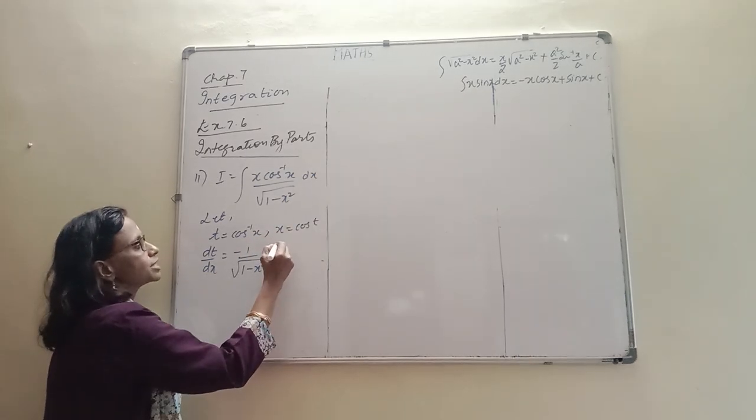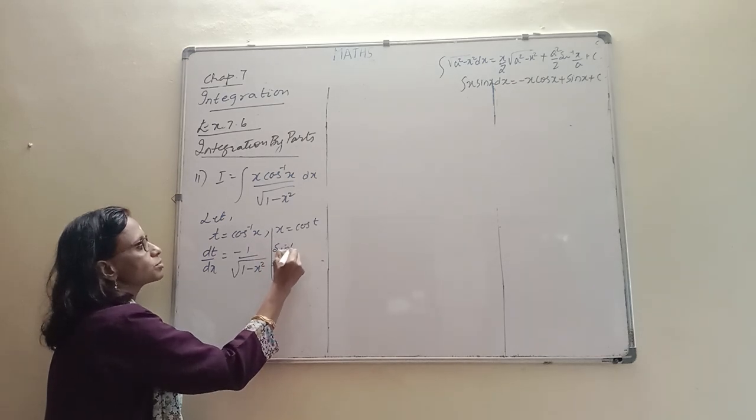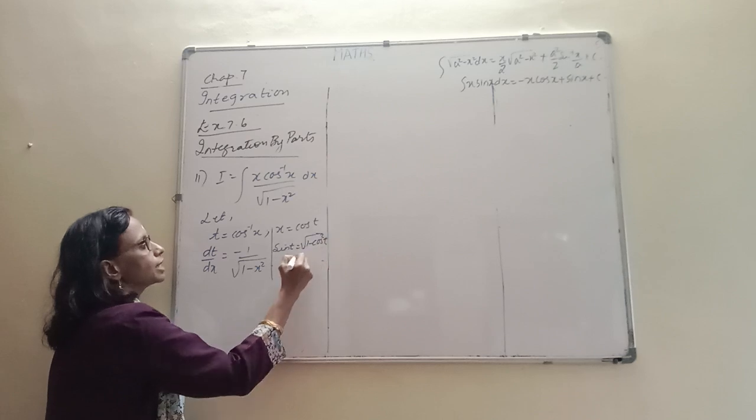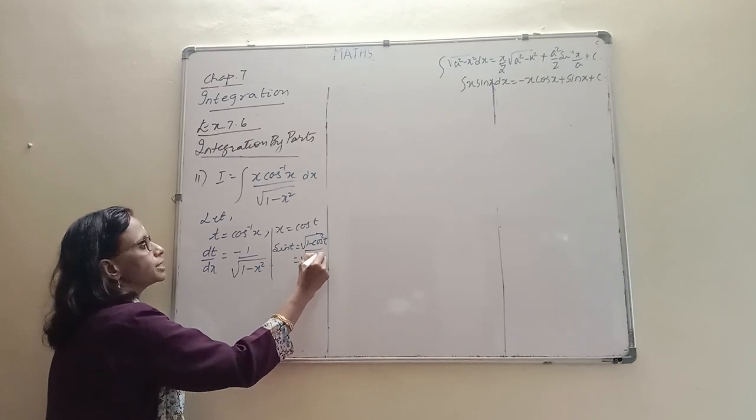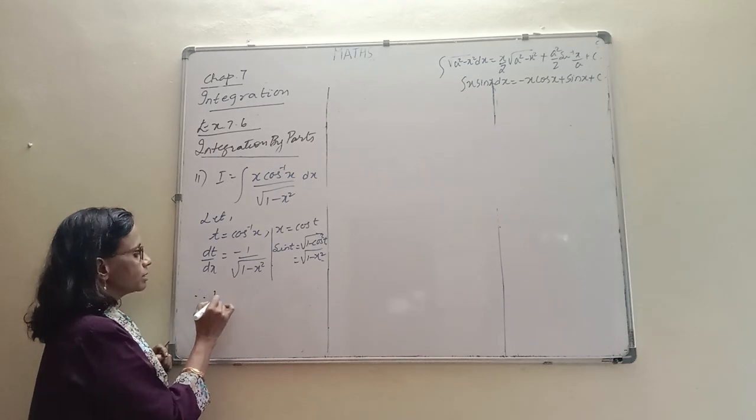Sometimes you will require sin t also. So it's very clear to us that sin t is going to be, because sin t is always root of 1 minus cos square t, like that it is going to be root of 1 minus x square. All this we will require in the integral. Now let's come back to the integral with this derivative.